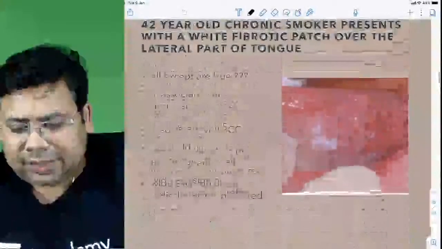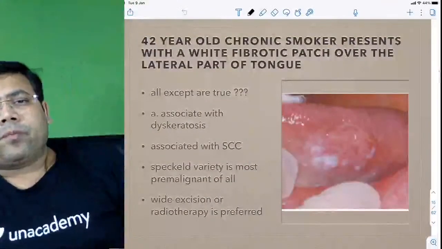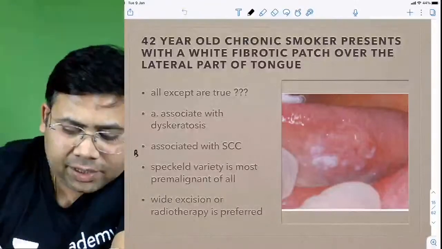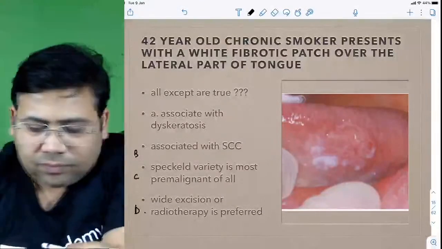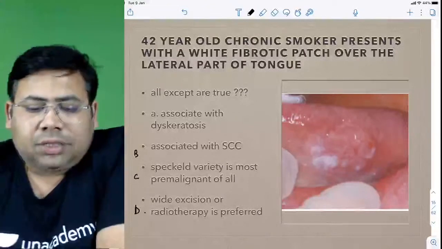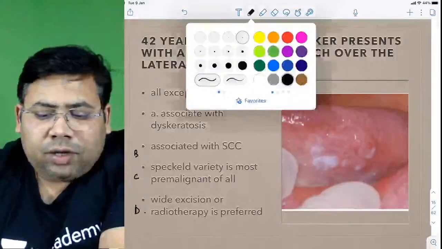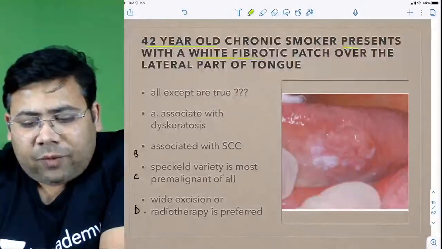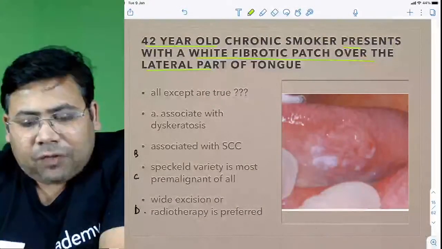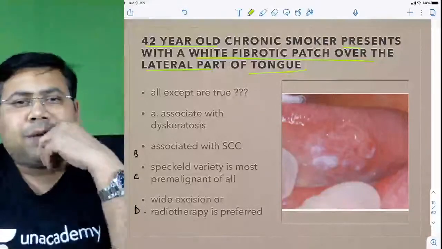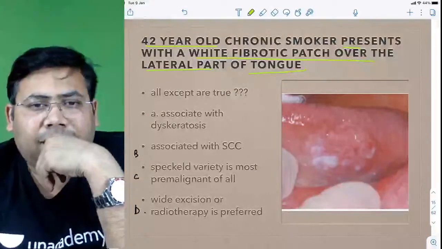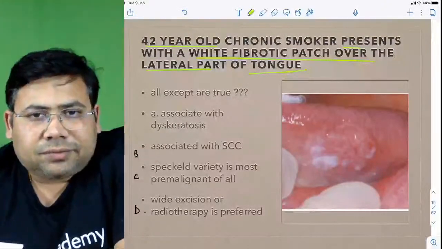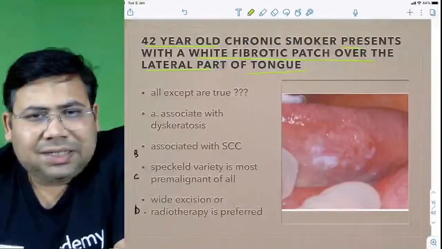Next, let us discuss this question. A 42-year-old chronic smoker presents to you with a white fibrotic patch over the lateral part of the tongue. All except are true for this condition. Come on, tell me. A, B, C, D.